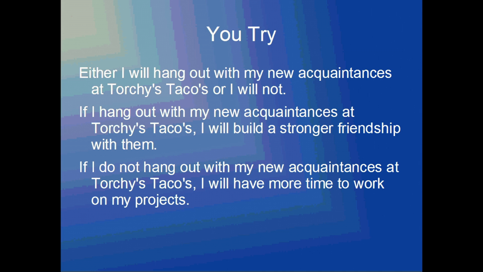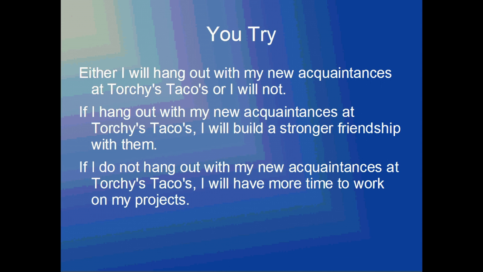And also, something to keep in mind here is that if the consequence is that I will build a stronger friendship with these acquaintances, then there's another implied assumption there. The implied assumption is that the other consequence for the second conditional proposition will not occur, that I will have more time to work on my projects, which means I will not have more time to work on my projects. And also, let's say that I do not hang out with my new acquaintance at Turkey Tacos, then that means the consequence from the second conditional proposition will not be true. That is an implied assumption there.